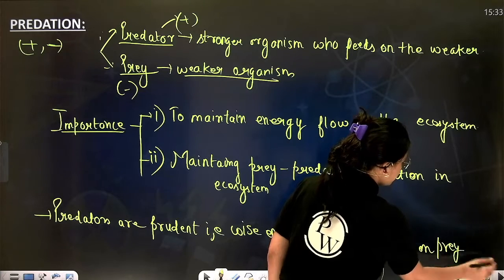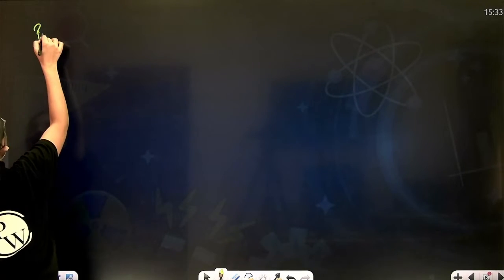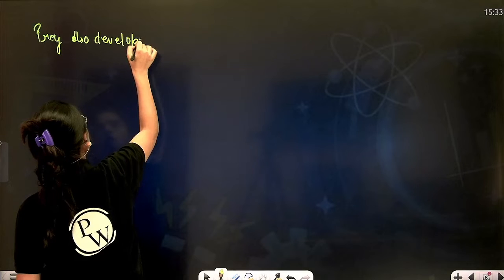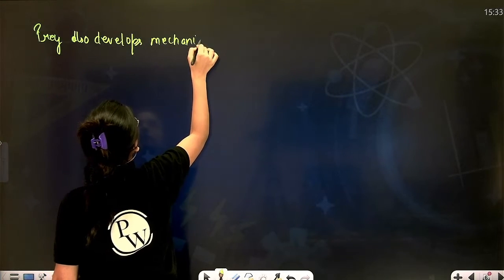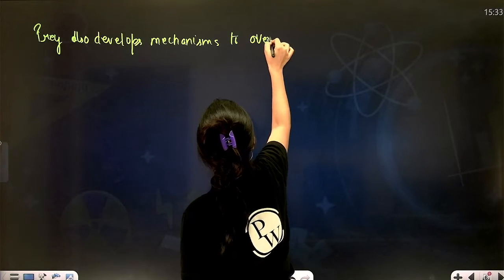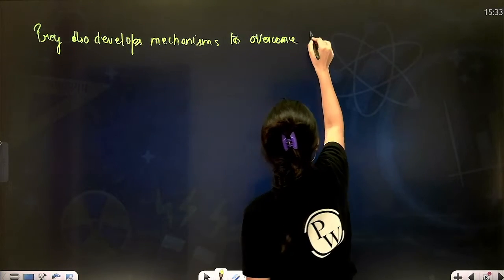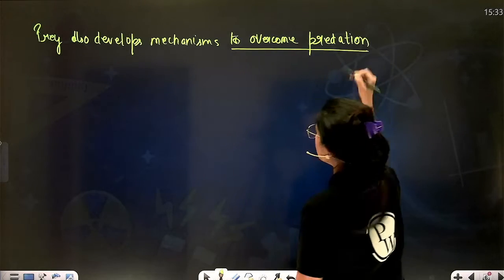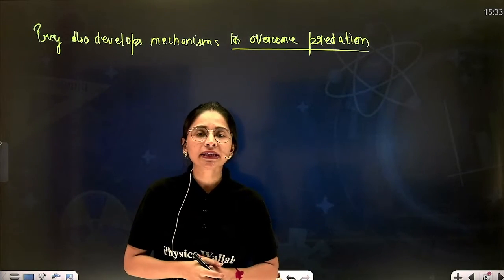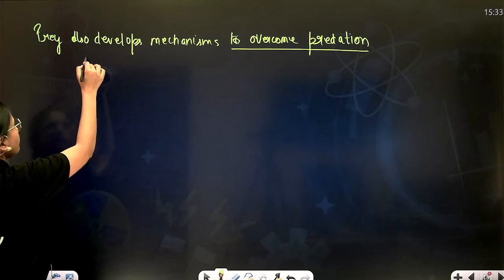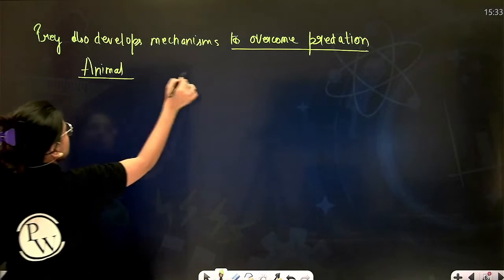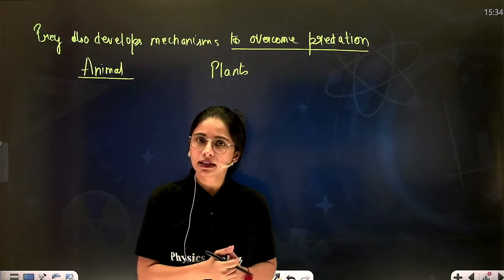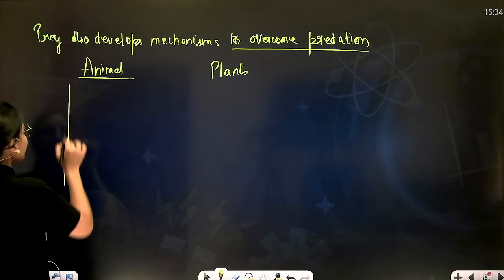On the same grounds, prey also develops mechanisms to overcome predation. Now, what are they going to do? How will they help in overcoming the predation, beta? Suppose the prey is an animal. Now prey can be animal as well as plants. For herbivores, prey is the plant. For carnivores, prey is the animal. If an animal is the prey, then what are the different mechanisms they adopt?